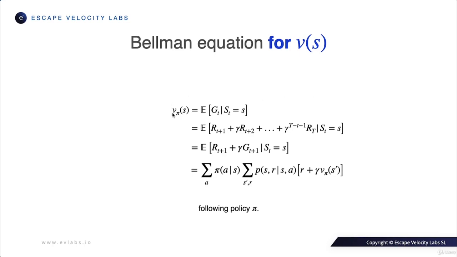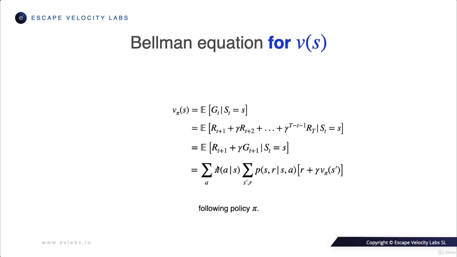Starting from the definition of the value of a state, which we know is the expected return following the policy pi from this state, we can expand the definition of the return to arrive at the second expression. If you notice, this expression, starting at the second term, is equal to the return starting from the next moment in time, discounted by gamma. And thus we arrive at the third formula.